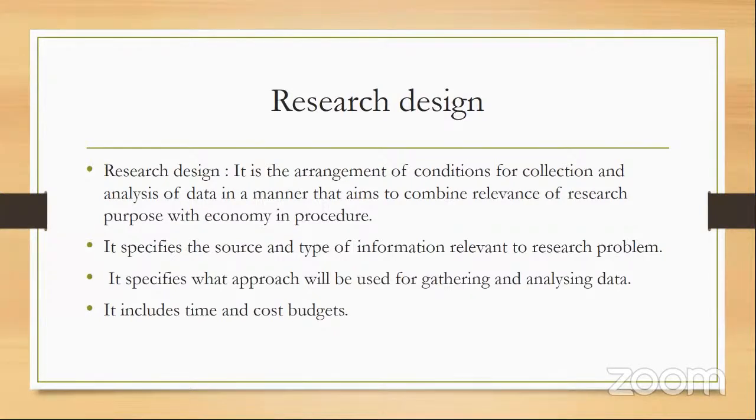So research design has the following things. It specifies the source and type of information relevant to research problem. So if you are looking at whether diversification can lead to higher farm incomes, you can either be looking at it through secondary data, which is available already, or you can go for a field survey and collect primary data for that. It specifies what approach will be used for gathering and analyzing data, same that we have discussed here. How data will be collected, how it will be analyzed. So when it comes to sampling, how that sample will be collected, those things we will be explaining in the upcoming sessions and upcoming slides.